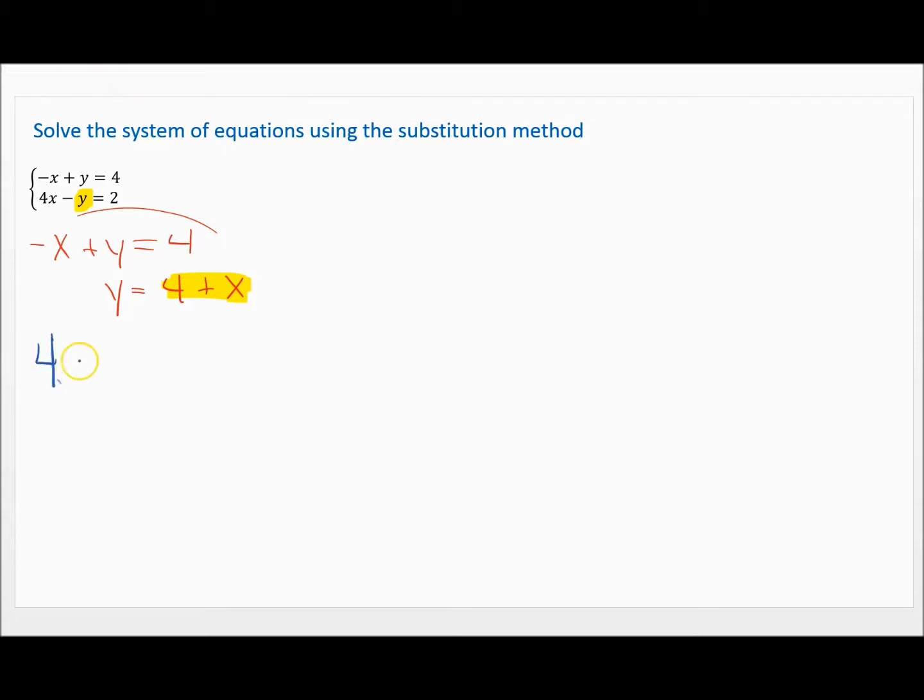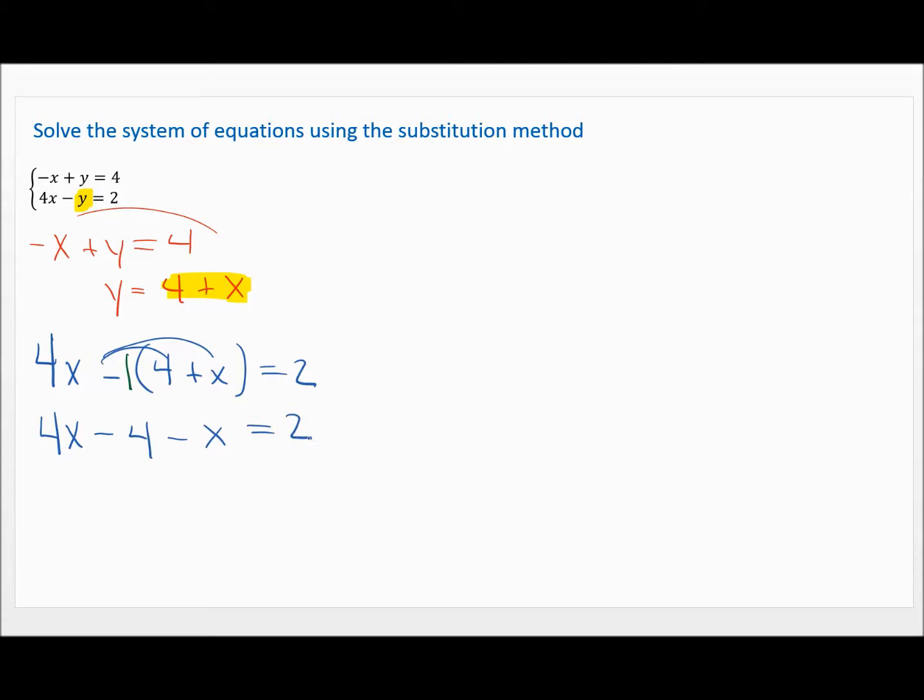So here we go. So second step, I want to change colors on you. So you have 4x minus, remember parentheses. You always substitute with parentheses around where you're substituting. Okay? So that's 4x minus y is equal to 2. And my y is 4 plus x. Next step is the distributive property. Remember, that's a 1 right there. And so I'm distributing the -1 inside. That gives me 4x. -1 times 4 is minus 4. -1 times x is minus x equals 2.